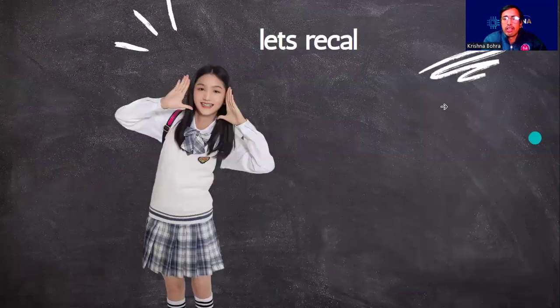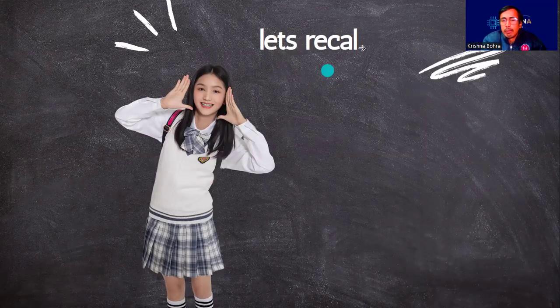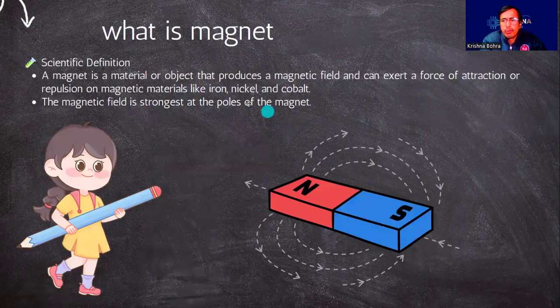So let's begin. The very first question I would like to ask you: what first comes to your mind when you think of a magnet? Pause this video and think about it. Probably you are thinking about an object which attracts other magnets or iron objects, or repels other magnets. So you are partially true. Let's have a little scientific definition of what a magnet is.